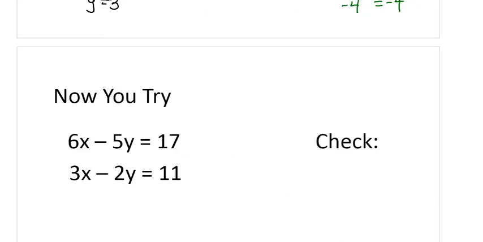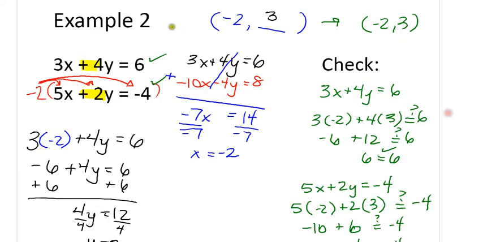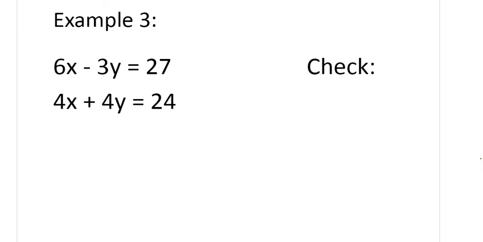Okay. So you can see what I'm doing here is I'm multiplying this second equation by the number that's going to give me an additive inverse for these coefficients. And that's how I choose these. I'm going to hop down here really quickly to our last example, example 3. And you can see and write this in your notebook: 6x minus 3y is equal to 27. And 4x plus 4y is equal to 24.